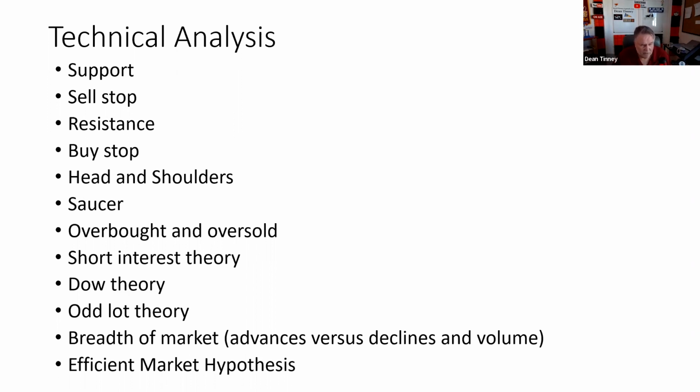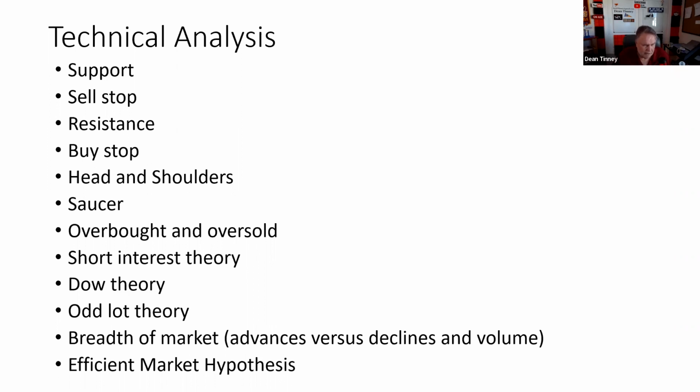We're going to look at a saucer pattern. We're going to look at overbought and oversold. That's more of a vendor thing than it's a test issue, but a lot of vendors have practice questions on it, so we'll talk about that briefly. Theory isn't truth. Theory is just a way of explaining things. The more a theory can explain, the better that theory is.